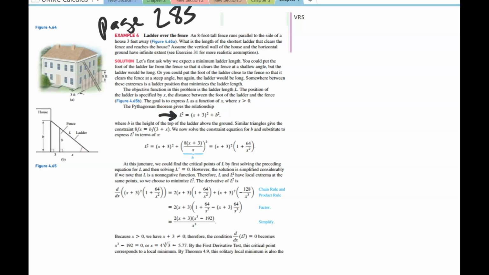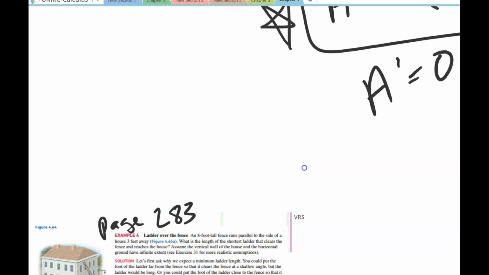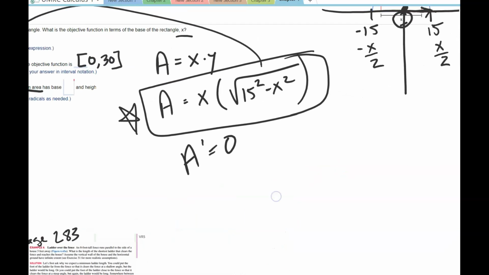And they say, well, we could solve it in terms of L and take the derivative, but if we leave it in terms of L squared, it's going to be a lot easier to differentiate. And in this paragraph, they say L and L squared have the same local extremum at the same point, so they can choose to minimize or maximize L squared. And they do that using some pretty quick algebra. So we're going to do the same thing on this equation: we're going to simplify A to take the derivative and look at A squared.